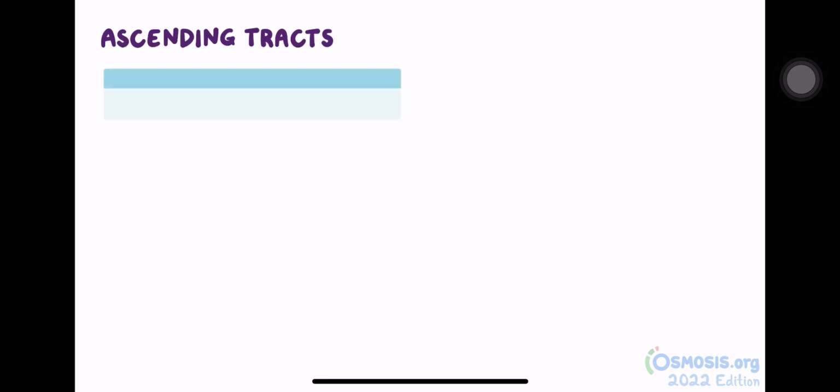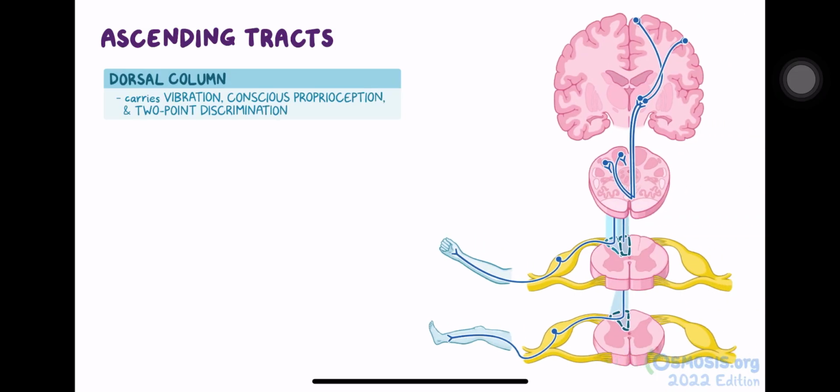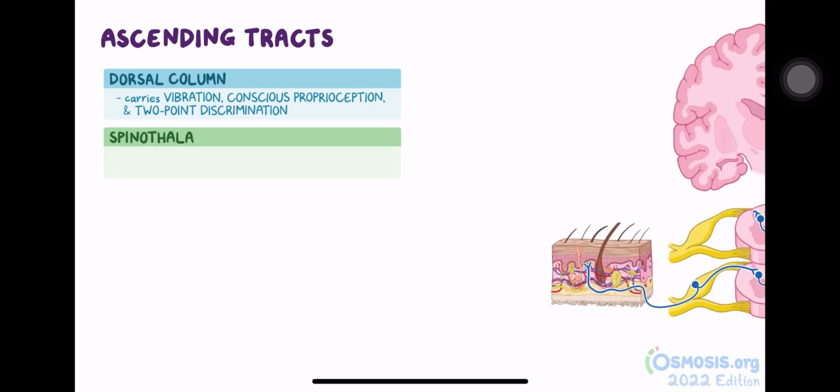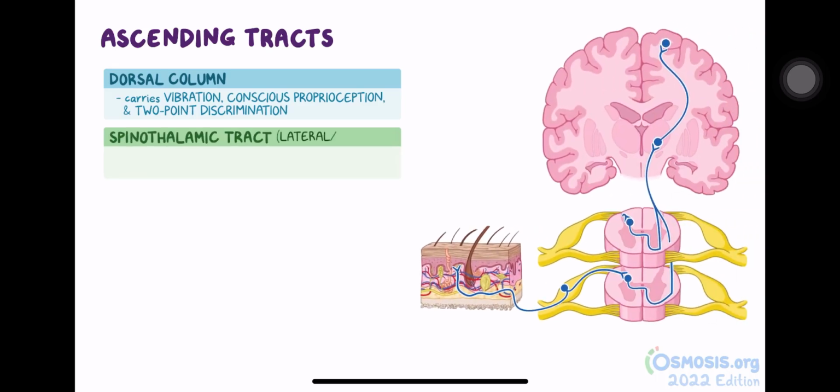The ascending tracts include the dorsal column, which transmits sensory information including vibration, conscious proprioception, and 2-point discrimination. The dorsal column consists of the fasciculus gracilis carrying sensations from the lower half of the body, and the fasciculus cuneatus, which transmits sensory information from the upper half of the body. There is also the spinothalamic tract, which consists of the lateral spinothalamic and anterior spinothalamic tracts. The spinothalamic tract transmits information such as pressure, crude touch, pain, and temperature sensations.